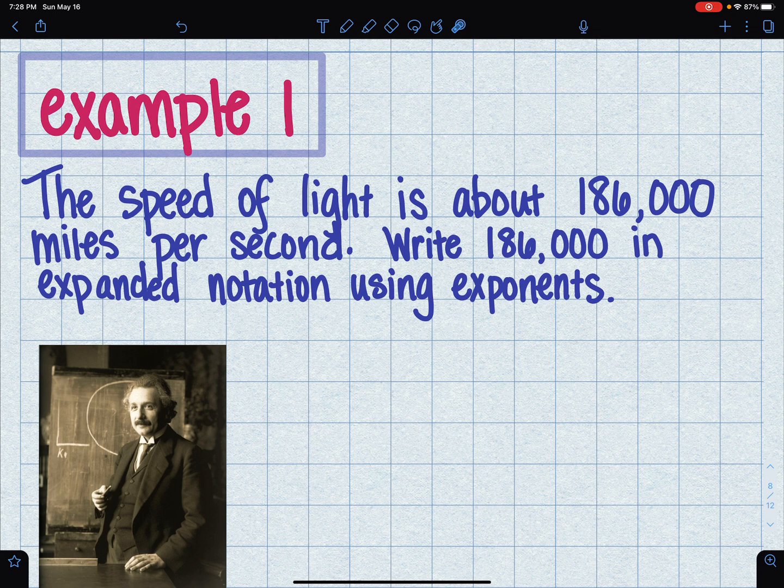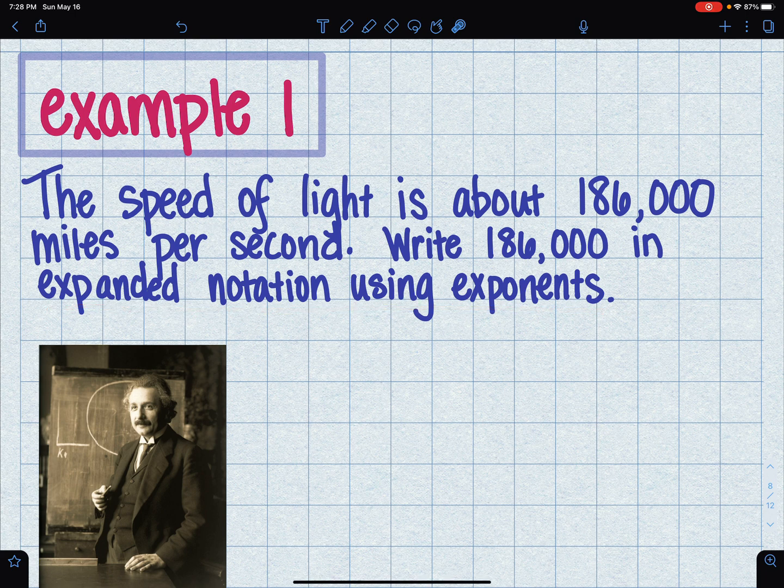I know he was one of the important ones that used the constant speed of light in his theories. Okay, what is the speed of light? Did you know it goes the same speed everywhere it goes? It doesn't speed up, it doesn't slow down. It instantly goes this speed as soon as it leaves a light bulb and goes into your eyeball. It's really fast. The speed of light is 186,000 miles per second. And then it says, write 186,000 in expanded notation using exponents.